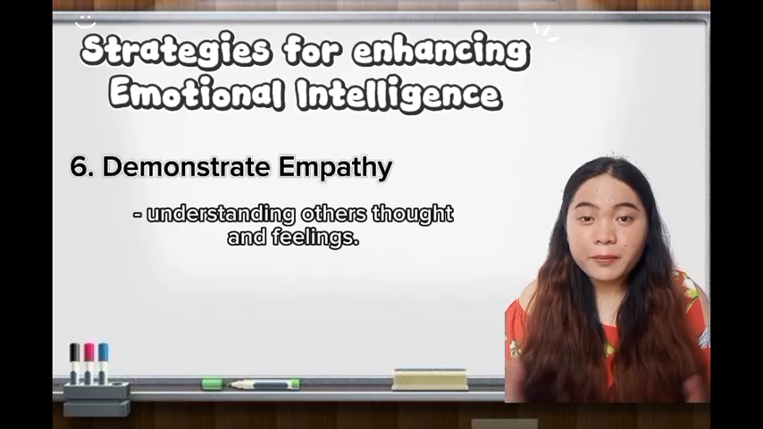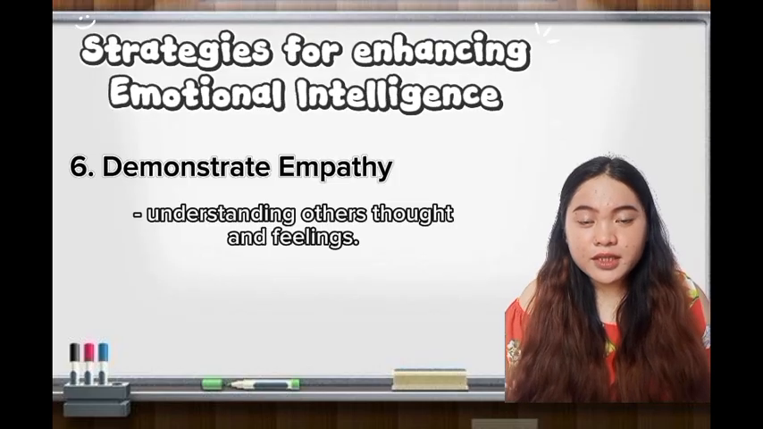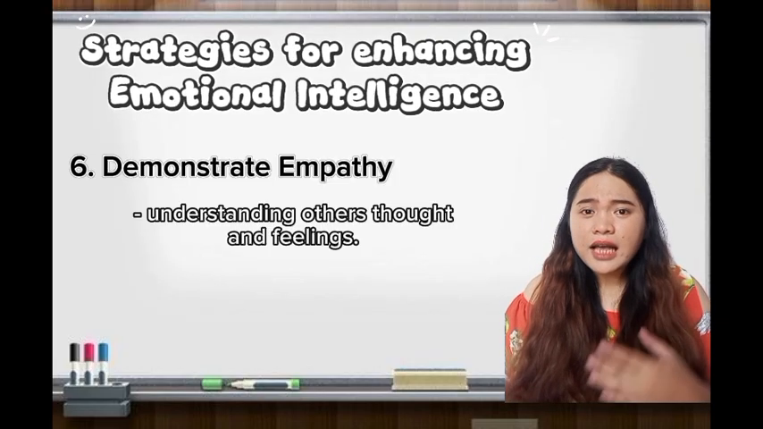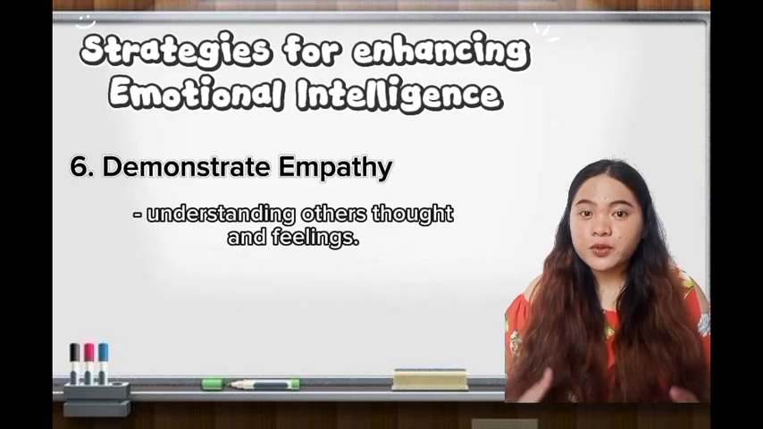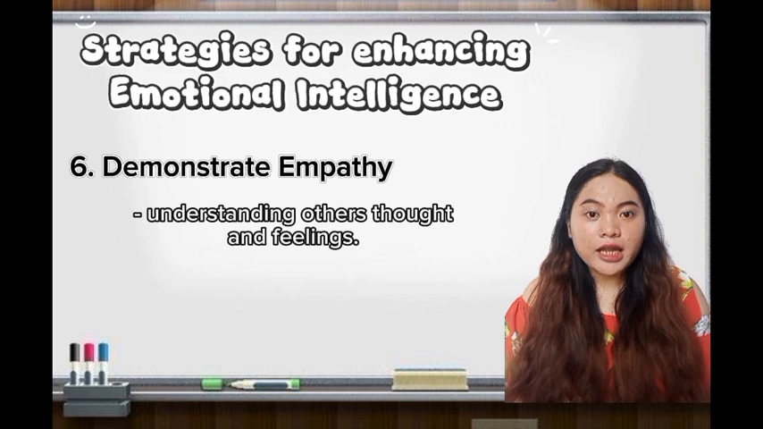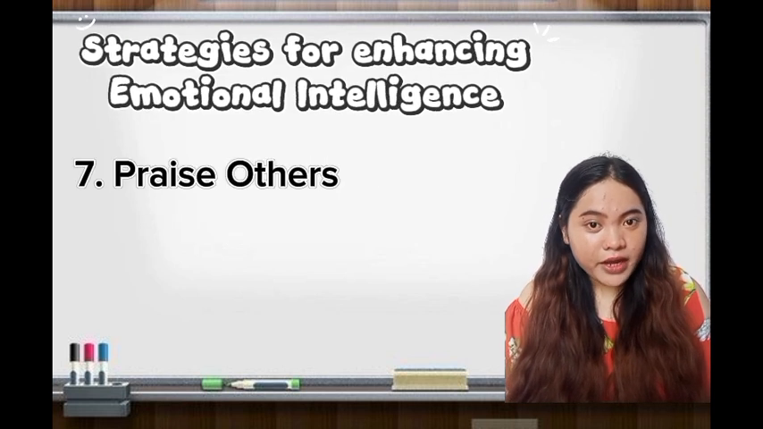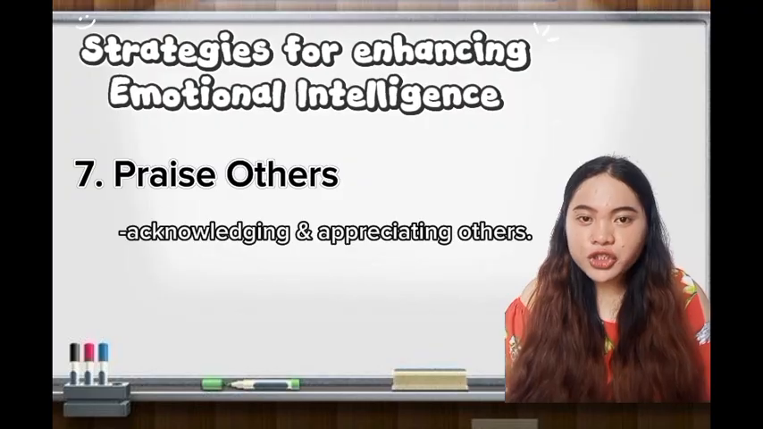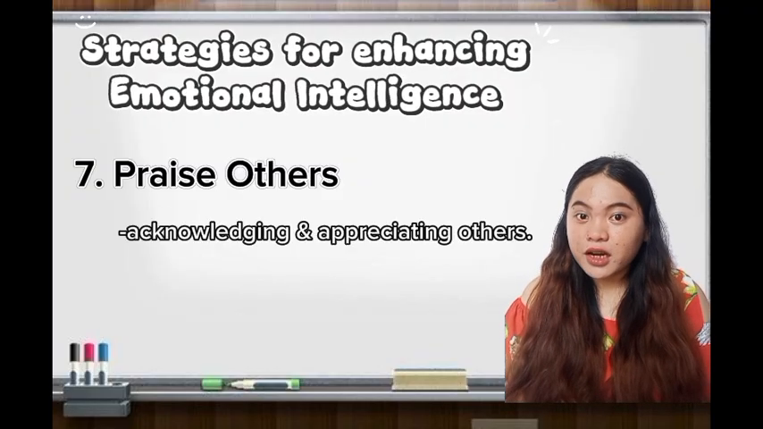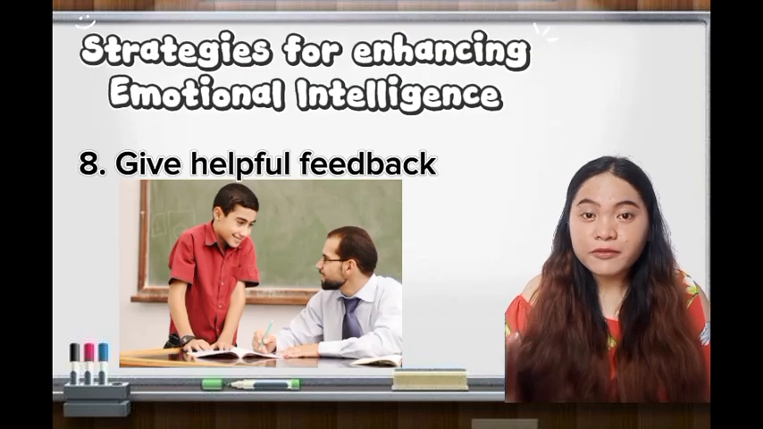Whenever we show empathy to others, such as understanding their thoughts and feelings, we can easily establish a connection with them. As teachers, we should reach out to students who are in their worst situations and try to understand them and feel as if we were in the same boat. Number 7, praise others. Teachers should give acknowledgement and praise to students for their deeds that are worth commending. Number 8, give helpful feedback.